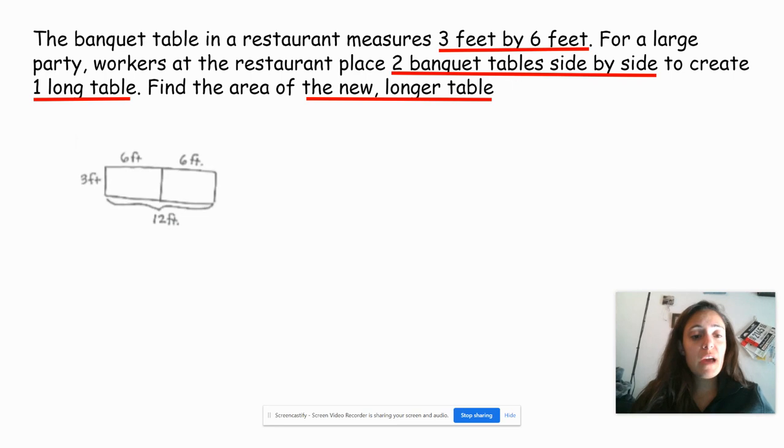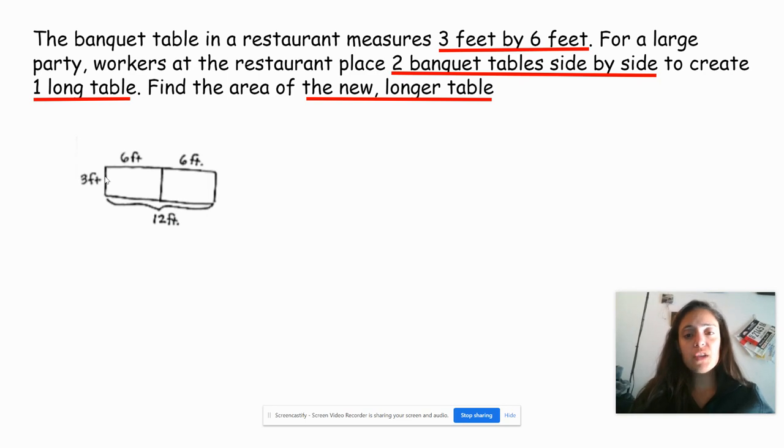So first, I draw up my tables. If I know one table is 3 feet by 6 feet, I draw one table over here. And in my next underlined part, I know that there are 2 tables that go side by side. So these are my 2 tables that go side by side. Now, it kind of looks like a tape diagram. So I know this group is 3 feet by 6 feet, and this one must be 3 feet by 6 feet as well. So I have a total of 12 feet as this side length, and this one as 3.